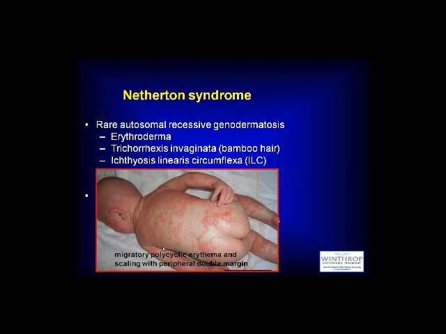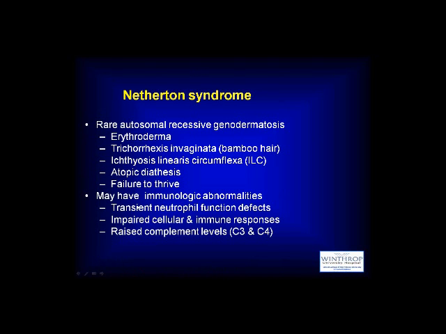At the same time, kids with Netherton's in infancy have ichthyosis linearis circumflexa. What does that mean? Well, those are migratory polycyclic erythema and scaling. And if you look at this closely, they actually have a peripheral double margin. So that's your ichthyosis linearis circumflexa, which is part of Netherton syndrome.